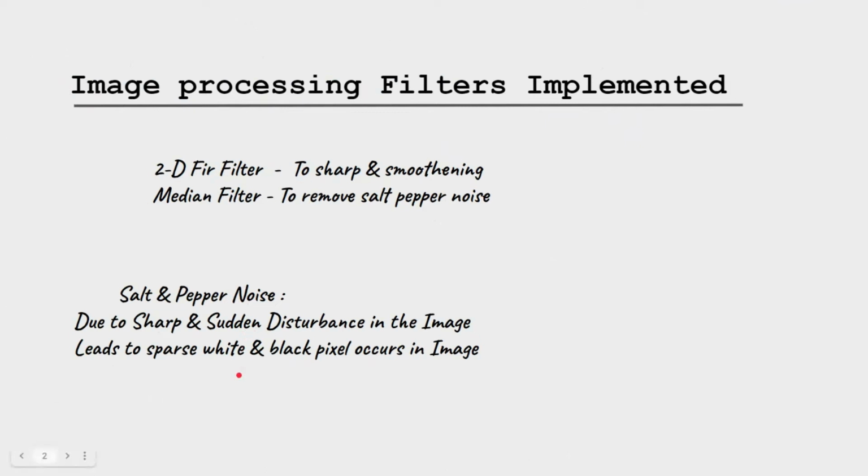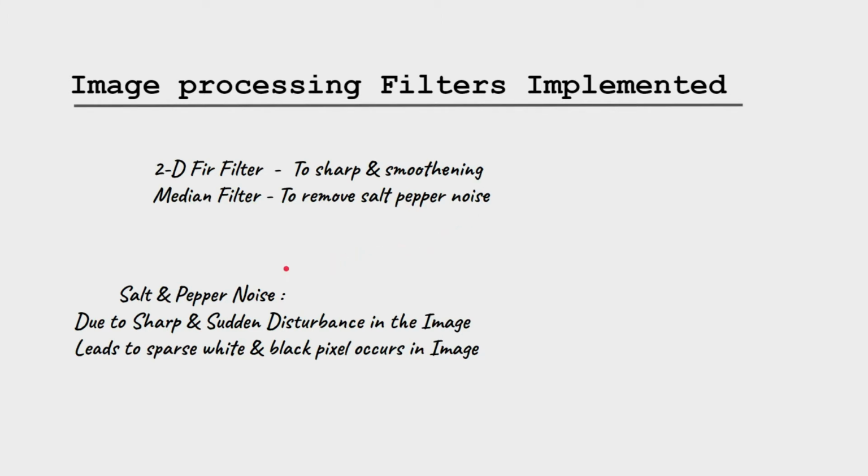As said, in this video we discuss two filters: the 2D FIR filter and the median filter. The use of the 2D FIR filter is to sharpen and smooth the image, and the median filter is to remove salt and pepper noise. Both of these filters were implemented separately, and then combined to see the results.